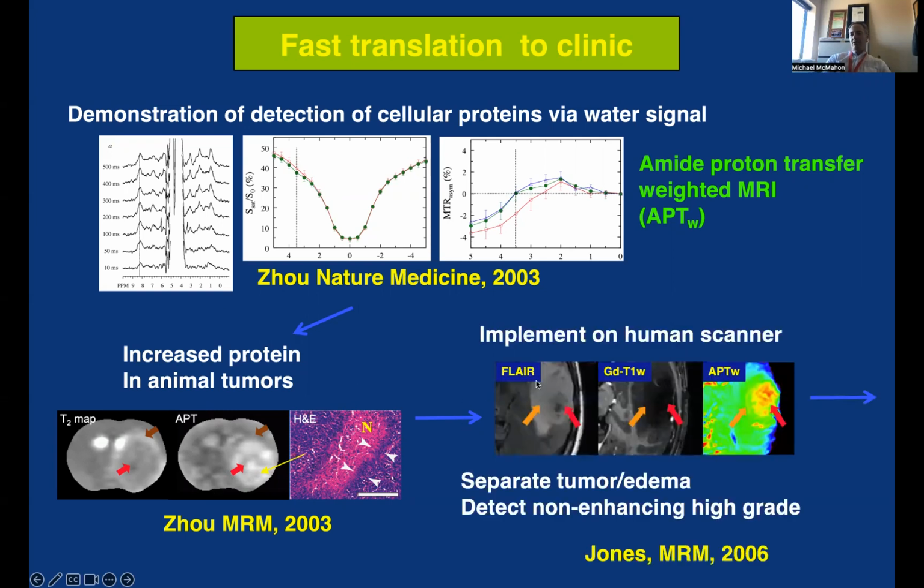And by the time 2006 came along, they had already implemented this type of imaging on cancer patients and showed that high-grade cancers were displayed particularly prominently. And that was published back in 2006. So it's a very fast translation of CEST MRI from tubes to mice all the way to humans within basically 6 years.